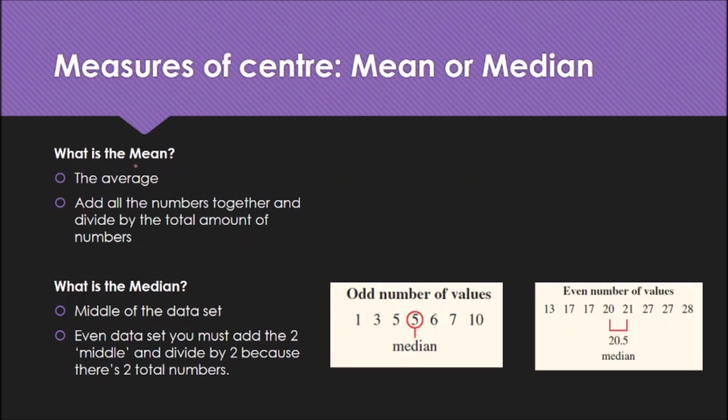So the mean is the average, and to find the average you need to add all the numbers together and divide them by the total amount of numbers. So for example, I'm just going to use the bottom values, if we had 1, 3, 5, 2, and this was our data set. That's just a fancy word for the numbers.